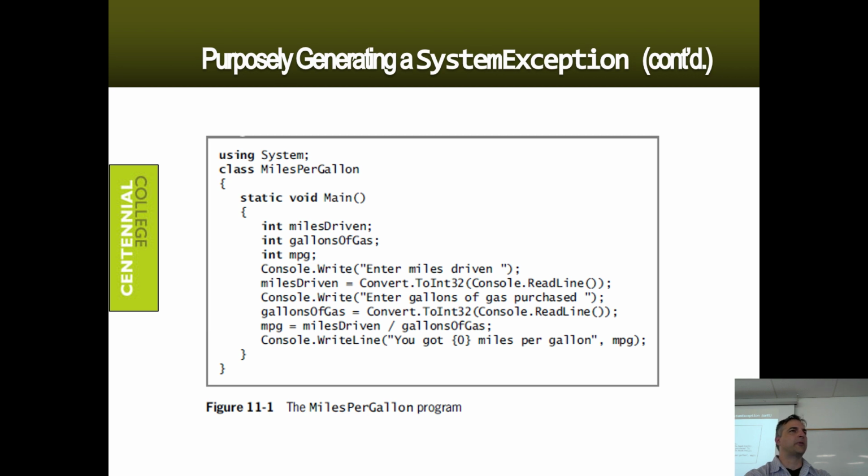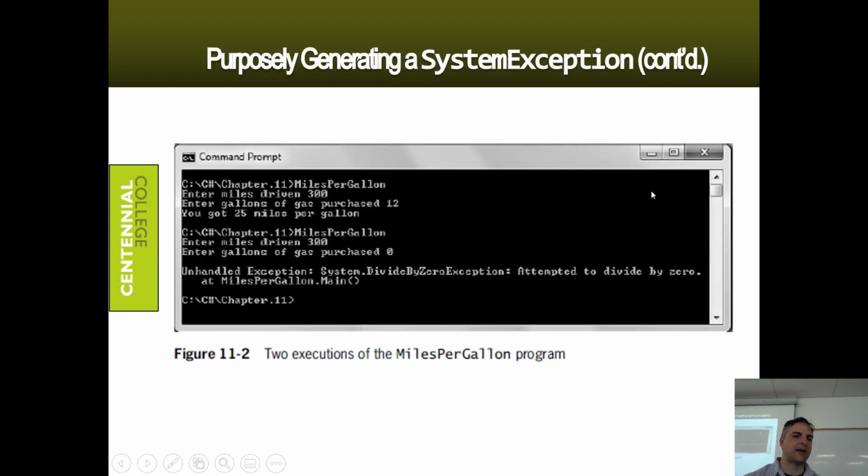Anytime we have a rate, miles per gallon, a velocity, acceleration, it's some unit over some other unit, okay? Whenever you have a unit divided by something else, if you divide by 0, you'll have an error. And this is what this is showing here. I take miles driven over gallons of gas, and if in the read line the gallons of gas that the user enters is 0, it'll generate an exception. And here's the exception. It says, divide by 0 exception. Attempted to divide by 0 at miles per gallon main, and it might tell you even the line.